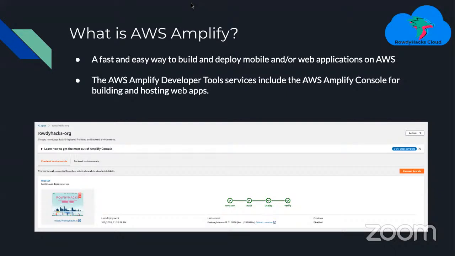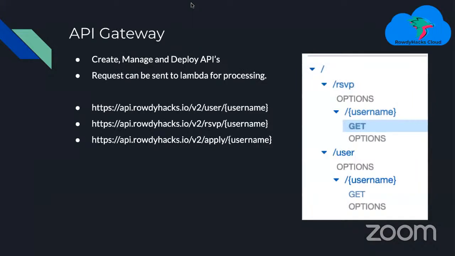So AWS Amplify just allows us to have a fast and easy way to build and deploy our application. There's a lot of other tools, but all we really use it for is to hook it up with GitHub. And as soon as a GitHub deployment goes up, it'll automatically deploy into our website. API Gateway allows us to create, manage, and deploy APIs, and the requests are then sent to Lambda for processing. One of the things I like to remember it by is that API Gateway is kind of like the mailman. It says, hey, there's a request coming in to this endpoint, and it has some data at the end of it. I'm going to take that data, give it to Lambda, and Lambda is going to process it.